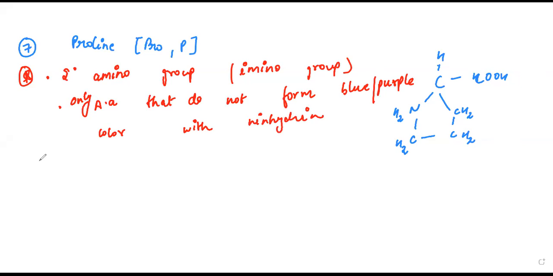And this proline is mostly found in beta turns. This we will discuss in the secondary structure of proteins.